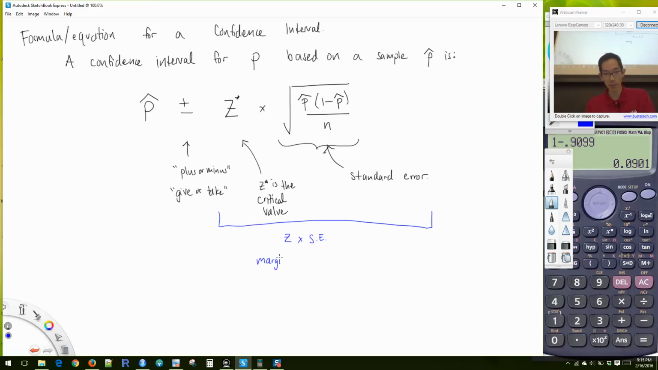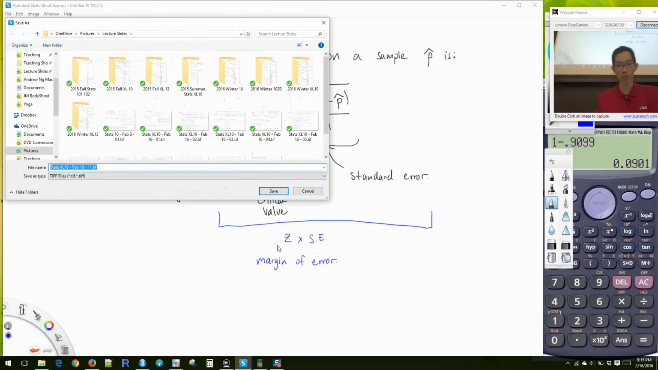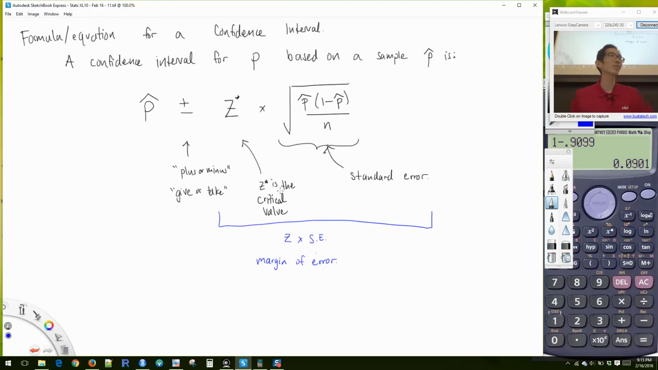The entire part that is plus or minus, this is the margin of error. So this is the value that gets published in survey results and things like that. P hat would be our sample proportion. It also serves as the center of the interval.